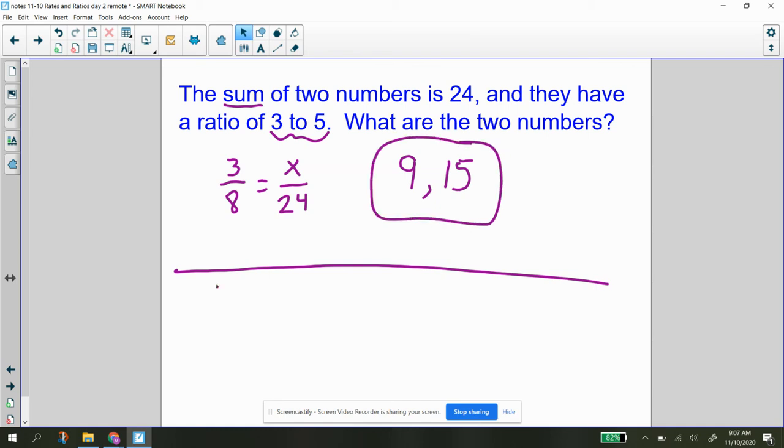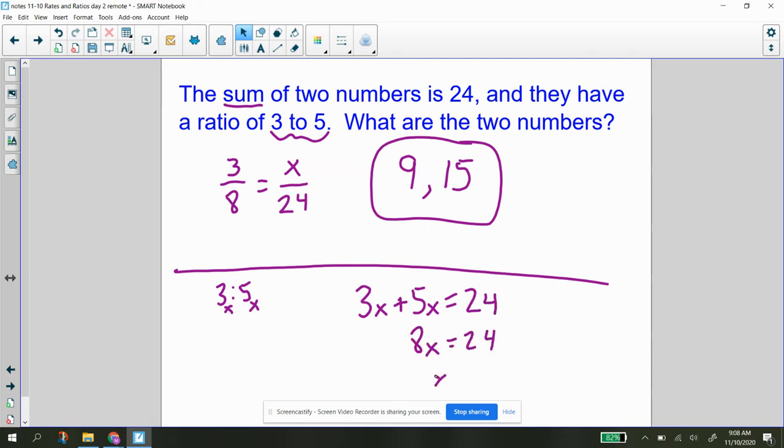What I like to do when I get a ratio question like this one is I like to put little baby x's after each number, and I'm actually going to write an equation here. I'm going to say that first number, which is 3 times something, 3x, plus the second number, which is 5 times something, is going to equal 24. So then you get that 8x equals 24, x equals 3. This is not actually one of the numbers. What you have to do now is plug that back in. X is just kind of like a dummy variable here to help us along the way.